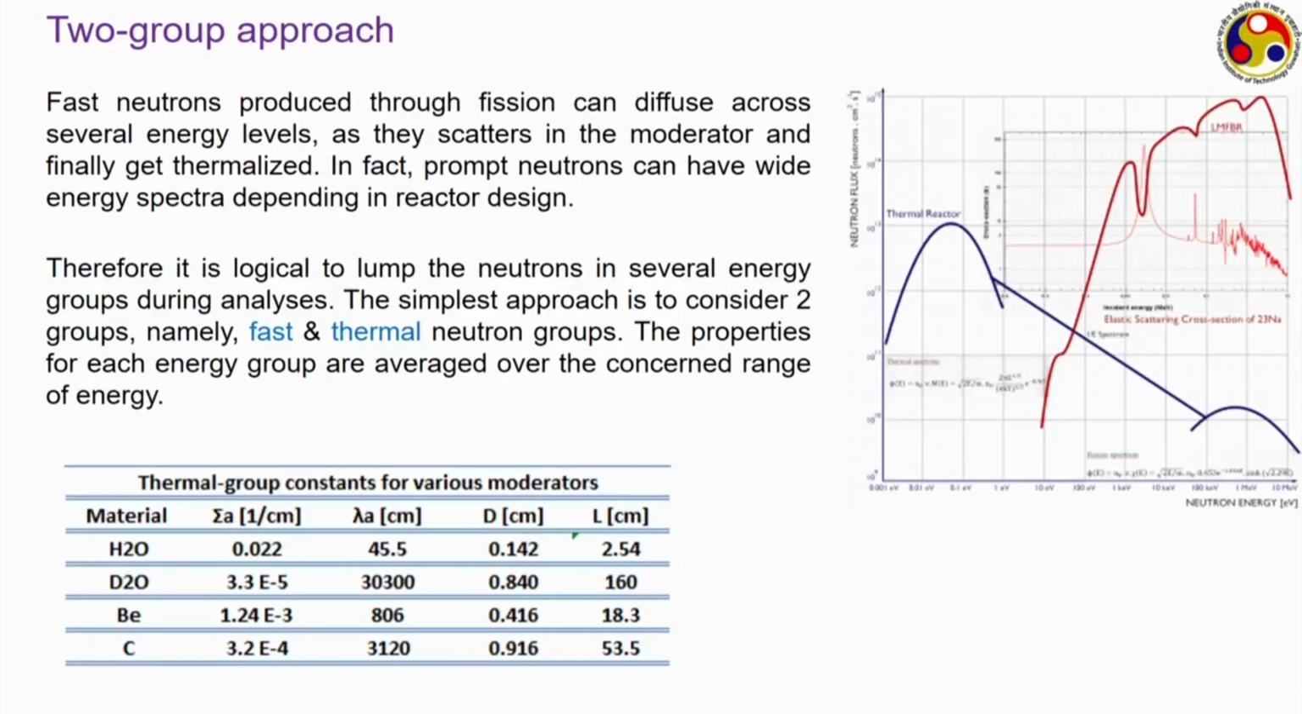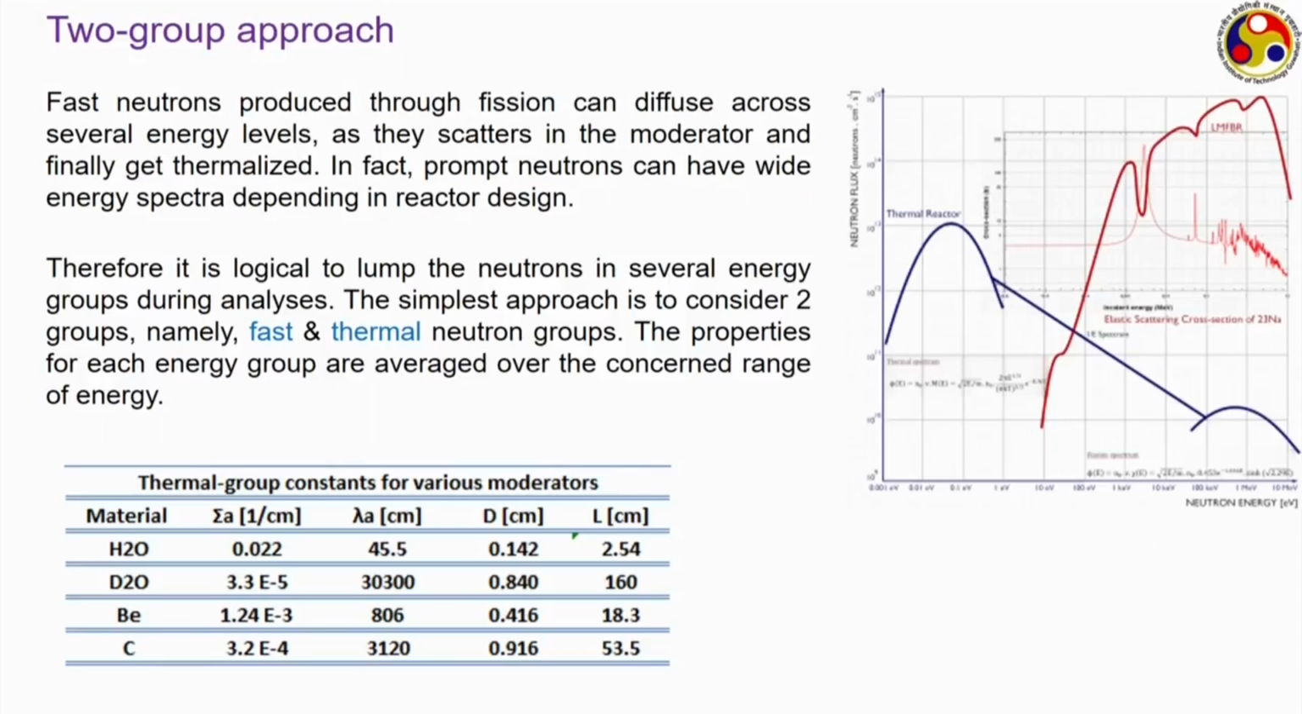These are some numbers which are generally considered for the thermal group neutrons, and they also depend upon the moderator. The first one is the absorption cross section, the second one is just the reciprocal of that, which is the absorption mean free path. Then we have the diffusion coefficient, and finally the diffusion length L. L squared is D by sigma A, so from there L can be calculated.